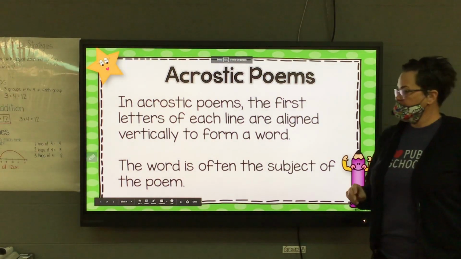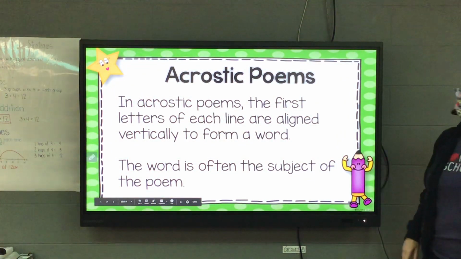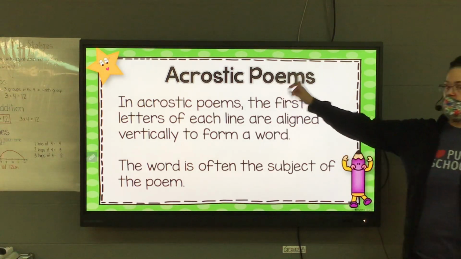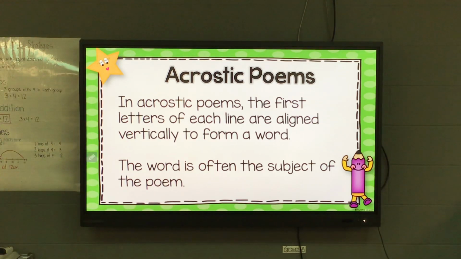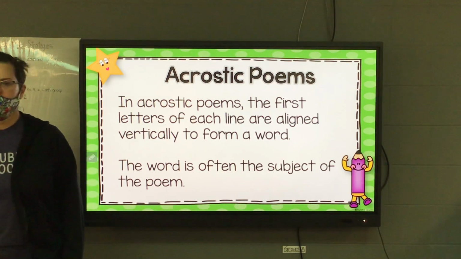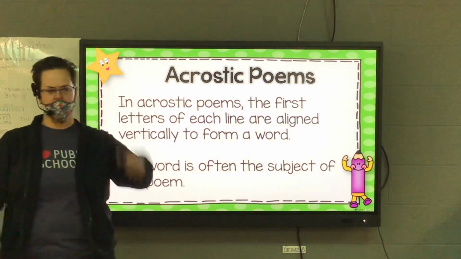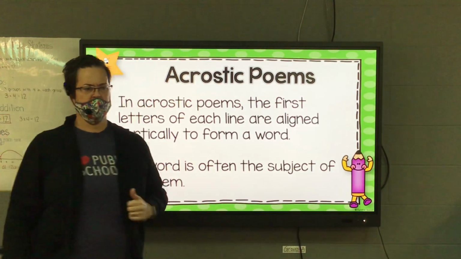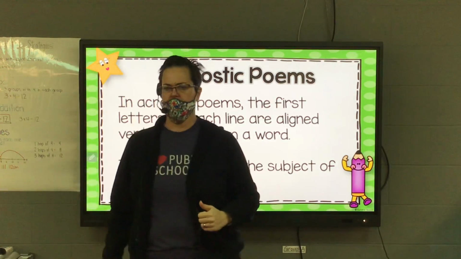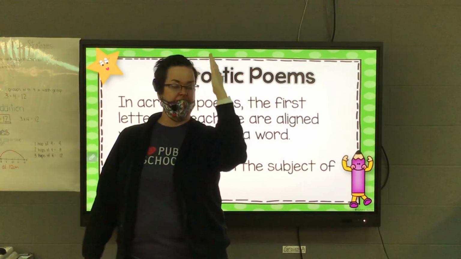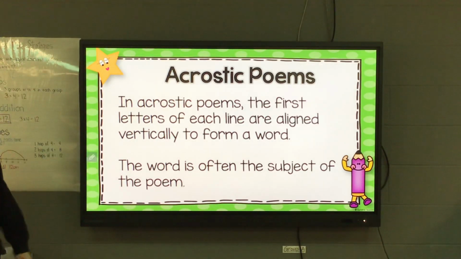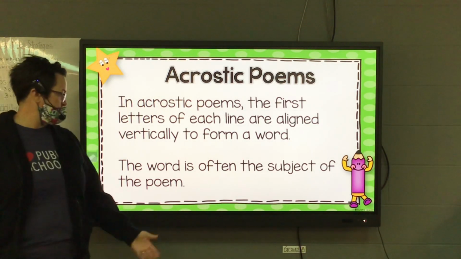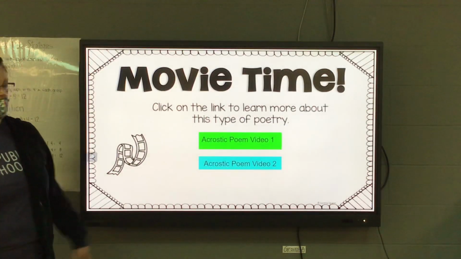I'm going to make mine bigger. Is that better? Yeah. Probably better for Noah at home too. So acrostic poems. In acrostic poems, the first letters of each line are aligned vertically to form a word. Vertically or vertically? How did we write that first word yesterday? We wrote it this way. That is vertical or vertically. The word is often the subject of the poem. Click again.